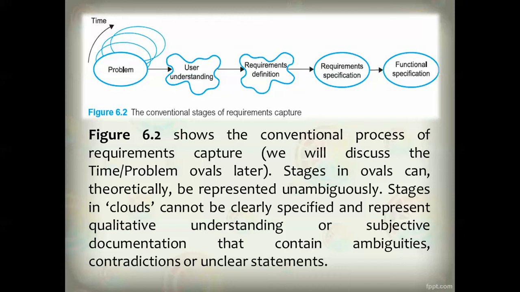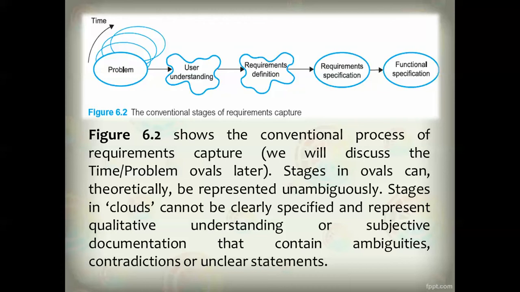Figure 6.2 shows the conventional process of requirements capture. We will discuss the time problem ovals later. Stages in ovals can theoretically be specified unambiguously. Stages in clouds cannot be clearly specified and represent qualitative understanding or subjective documentation that contain ambiguities, contradictions, or unclear statements. In Figure 6.2, we begin on the left-hand side with a problem that needs resolving.